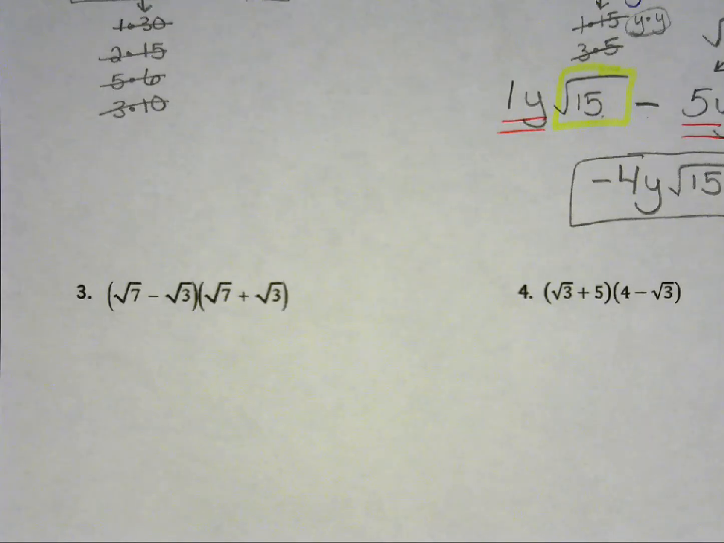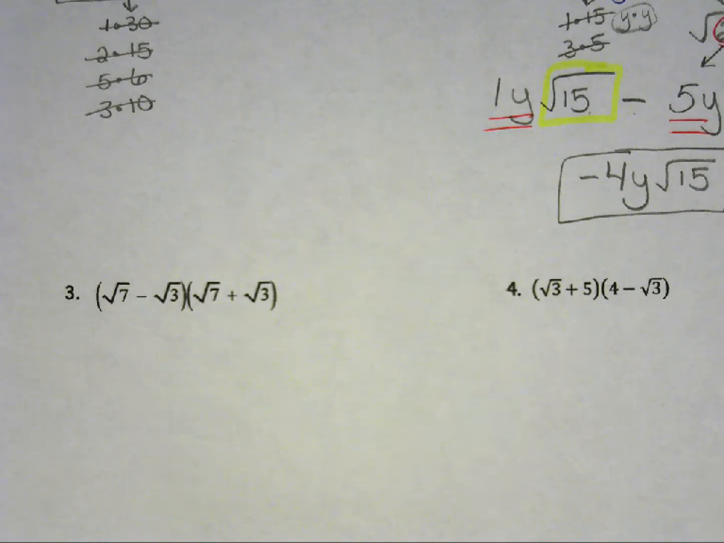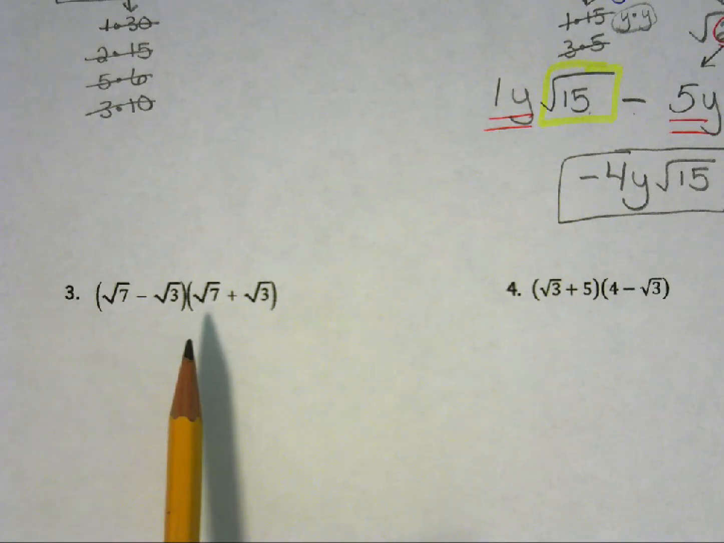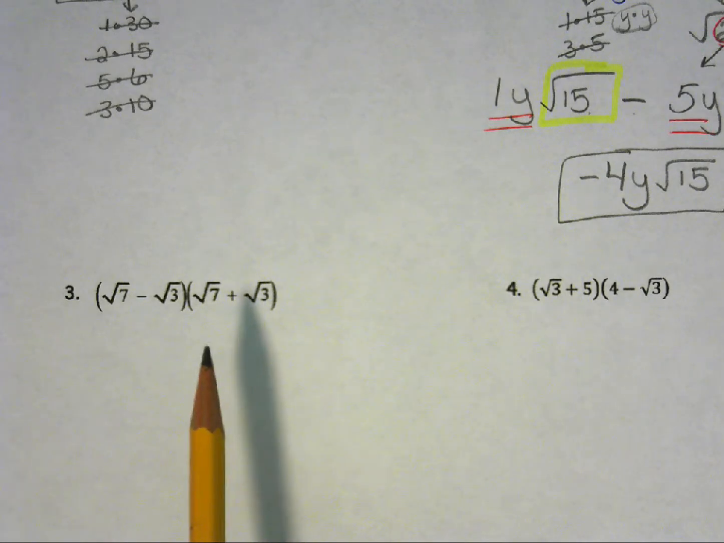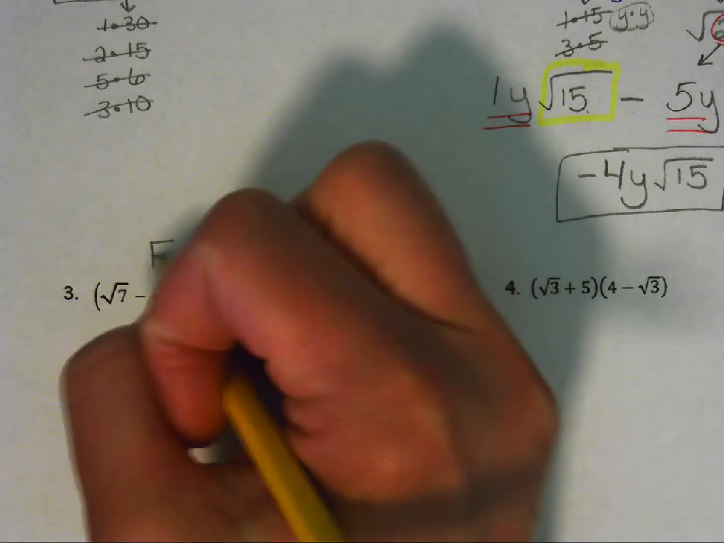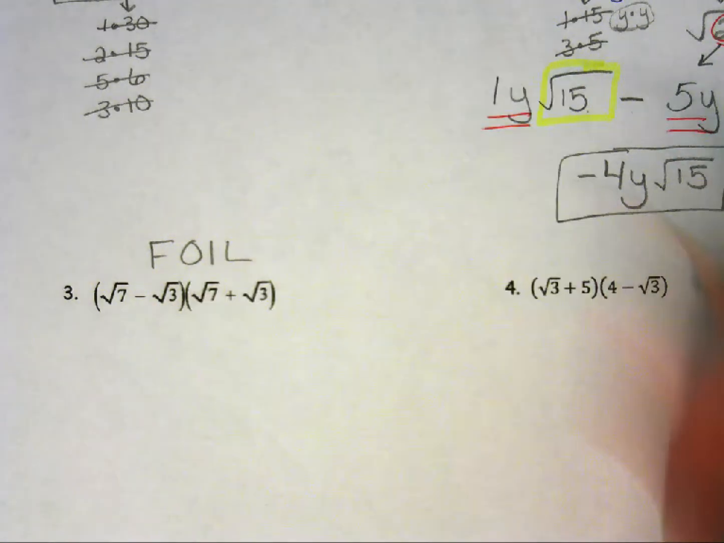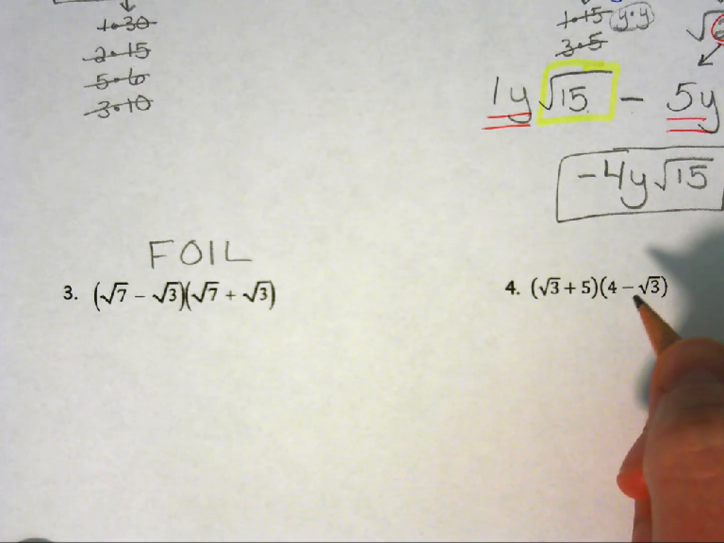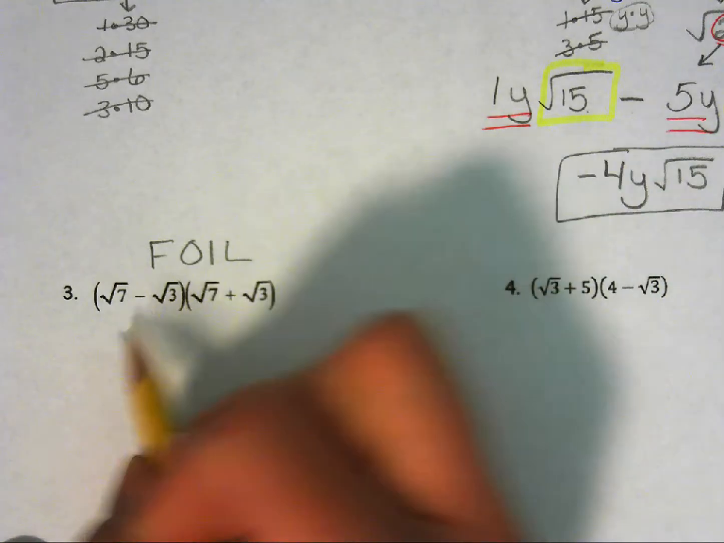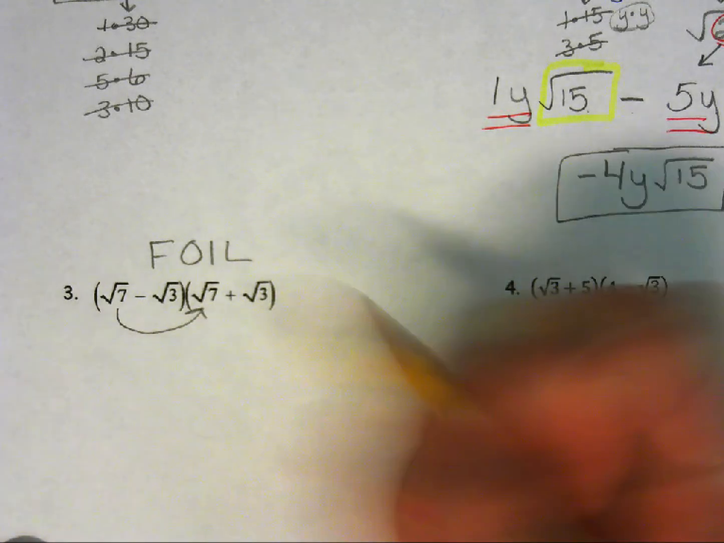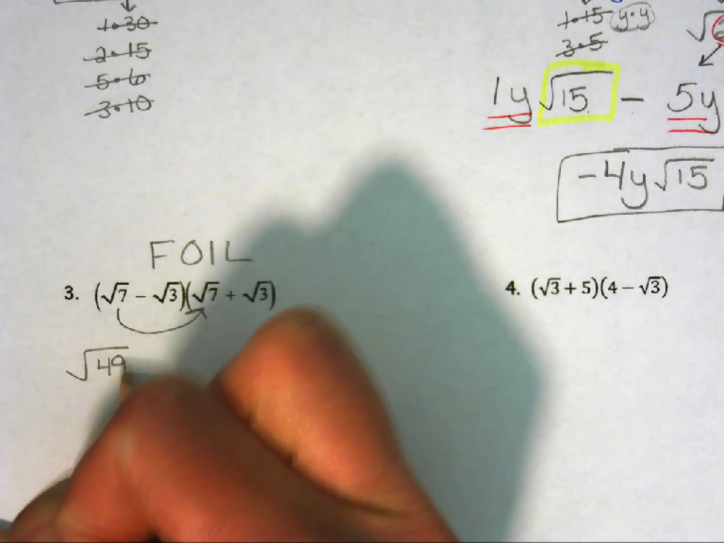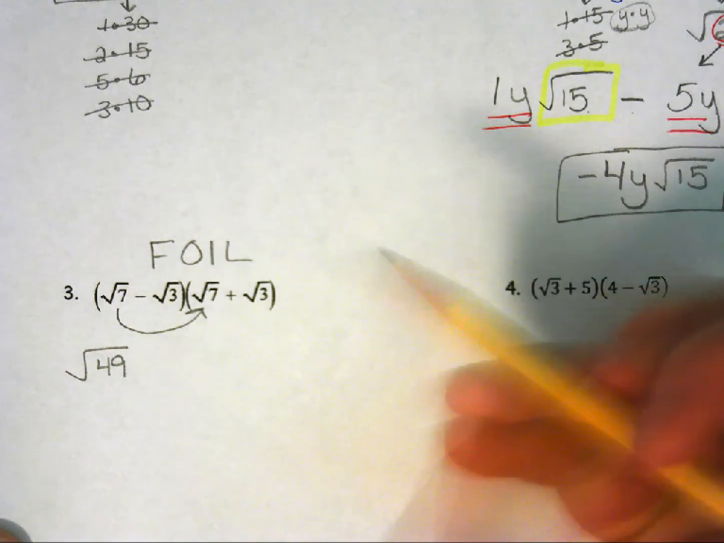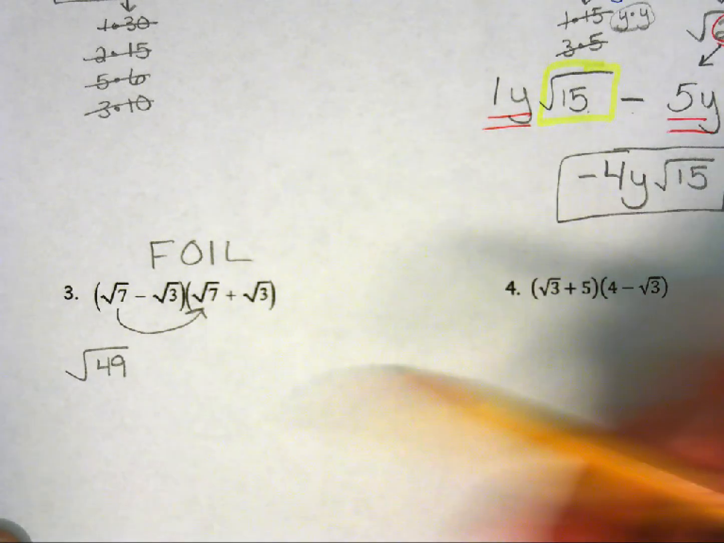Now, if you notice on number 3, this one is going to be a FOIL problem, okay, because we have two binomials. So we're going to have to do first, outer, inner, last. We're going to FOIL this out. So we'll take it slow. We're going to go square root of 7 times square root of 7. So that would really be the square root of 49. And if you already know that answer and you want to just jot that down, you can, but I'm going to take it one step at a time.